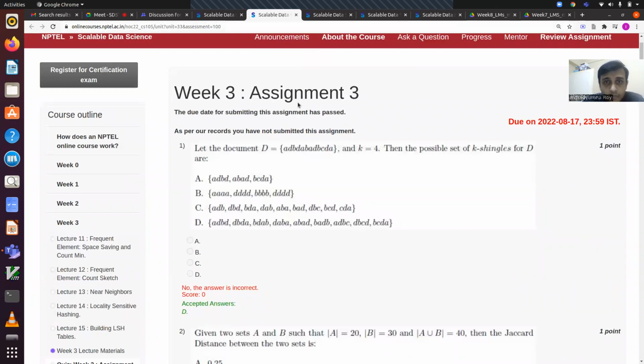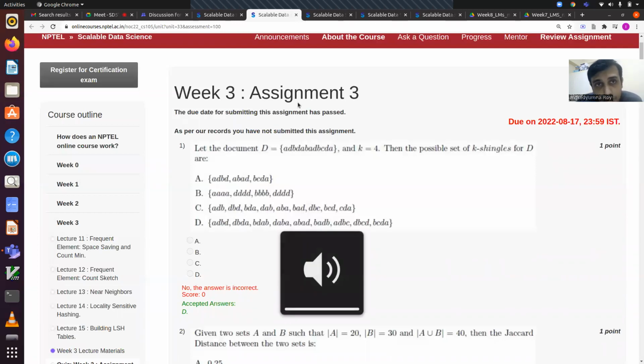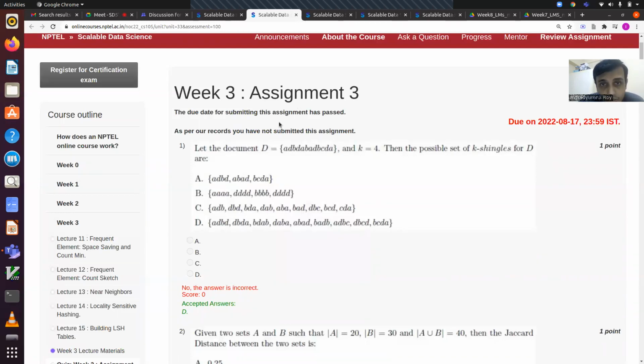First this question. Let the document be this and K equal to this, the possible K shingles. With K equal to 4, we need shingles of length 4. Can you repeat yourself? There was a slight interruption. Okay, K equal to 4 is set. It's the size of the word is 4.